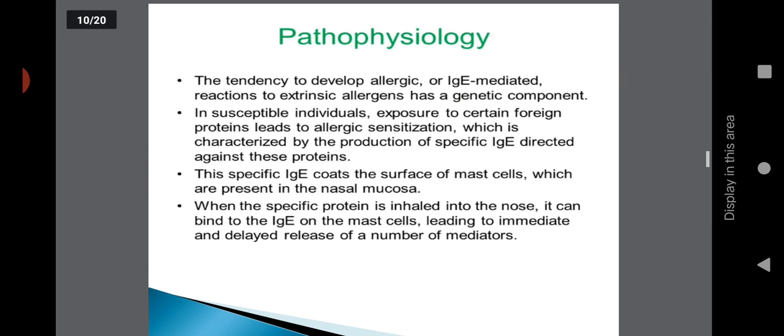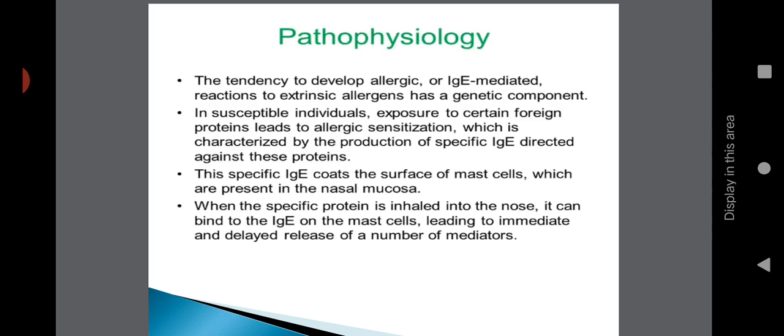Let us see the pathophysiology. Pathophysiology is very simple. Here they have explained a little more, but no need to get confused, I will explain it. The tendency to develop allergy or IgE-mediated reaction to extrinsic allergens has a genetic component. So in our genes itself we have a component which always tends to develop allergy, that is called immunoglobulins, which are present in our body. When they react to the external allergens, there will be an allergy.